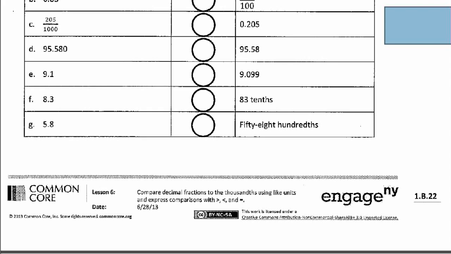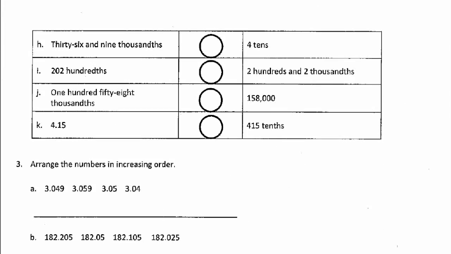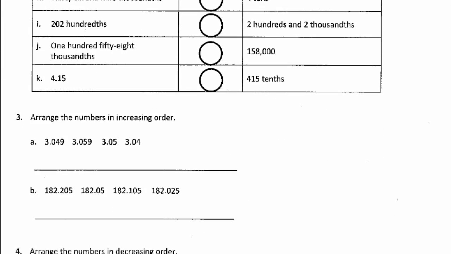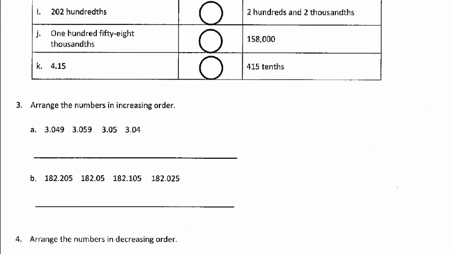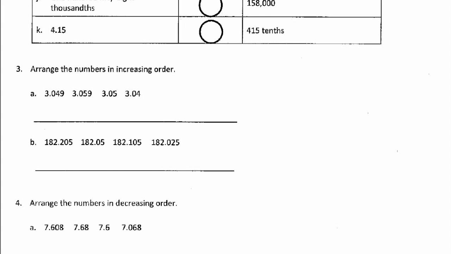So get your next page. I'm going to have you try these with your partner on your own. So when I come around, I should see you guys with your double line of boxes like they did in question number 1, and writing those numbers out. Let's look at this next one. Number 3. It says arrange the numbers in increasing order. Well, what do you think you're going to do with that?